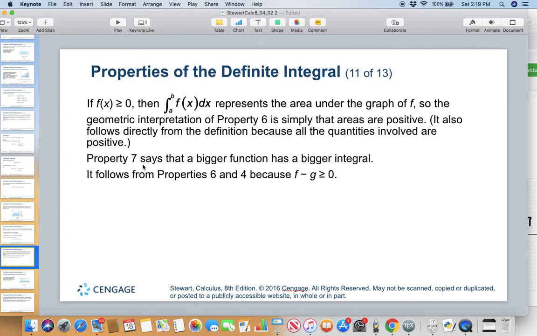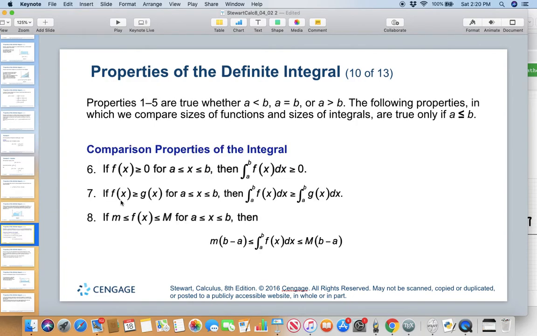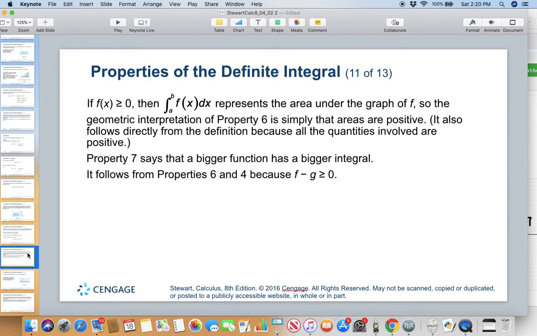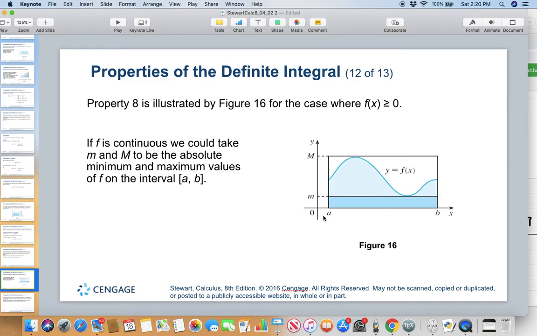But if you don't have to subtract anything, you're all above the x-axis, then your area is always greater than or equal to 0. Property 7 says f is bigger than or equal to g. So it is a bigger function, a higher function. So of course the area under its curve will be greater. Okay, that's that. Now this is an important one.